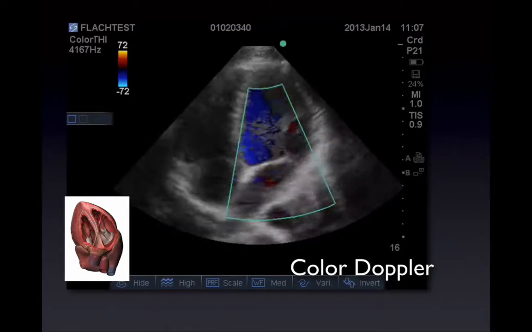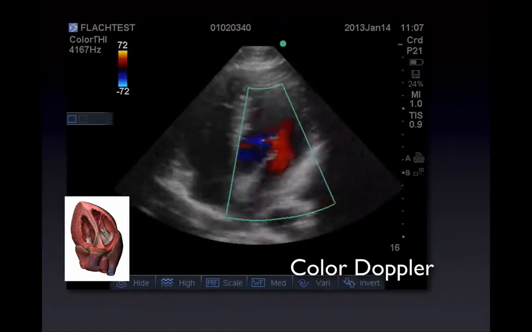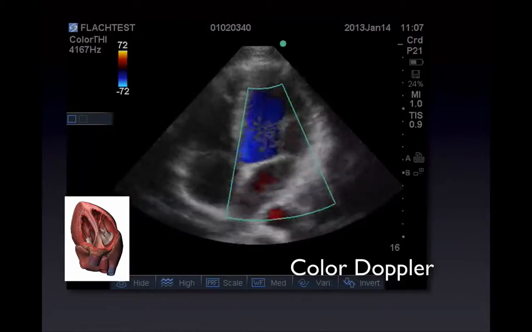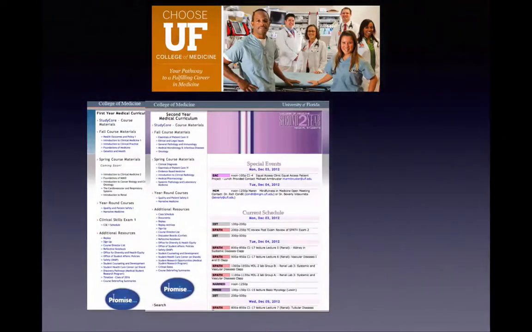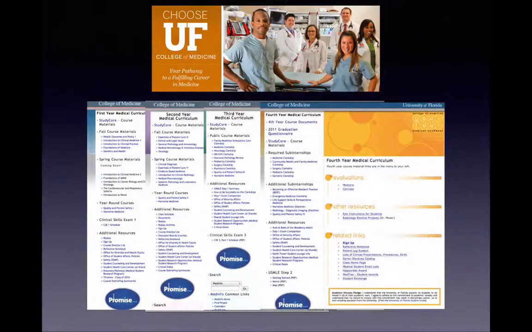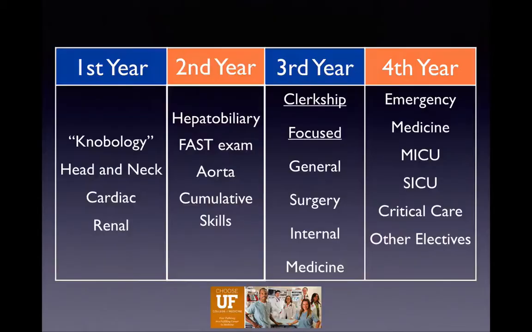And red and blue is not arterial or venous. It just indicates direction of flow. But here at UF, what we've been trying to do for several years is to continue to have a longitudinal curriculum through the 4 years of medical school, and we've had great support from the dean, so that's great.